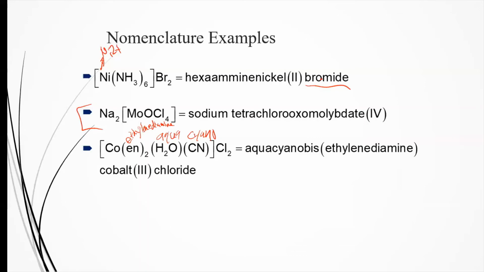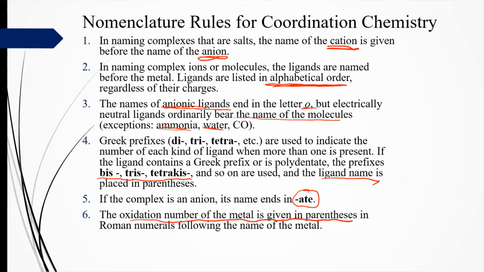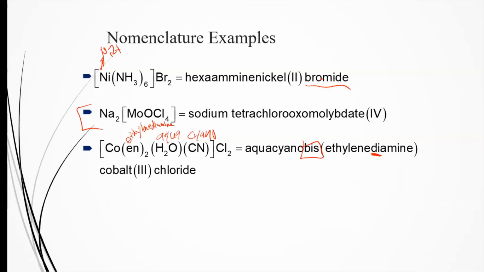And so normally you would think it would be diethylenediamine, but because we already have the di in here, then we have to use the second set, which is our bis, tris, and tetrakis. So we have two of them, so that's going to be our bis, put the parentheses, ethylenediamine, cobalt 3 chloride. So you can start to see why sometimes as we get bigger and bigger in these complexes, they start to come up with abbreviations, shorthand, kind of like EDTA, because those names are starting to get very complex and very overwhelming in some cases.